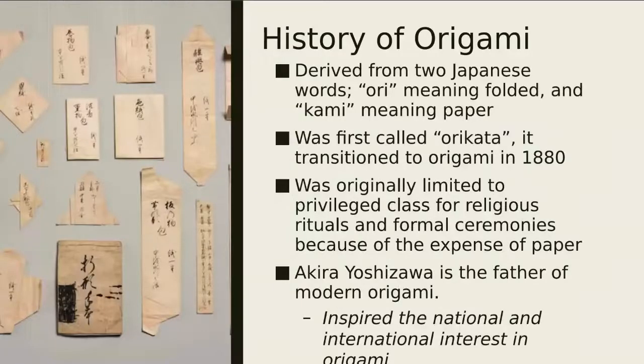A little bit of history of the origami. It came from two Japanese words. I'm not sure if I'm going to say these right, but ori meaning folded and kami meaning paper. It was first called the orikata. I don't know if I said that right, but it transitioned into origami in the 1880s. It was originally limited to the privileged class for religious rituals and formal ceremonies because of the expensive paper. And this name, I'm not sure how to pronounce it, is the father of the modern origami, and it inspired the national and international interest of origami.